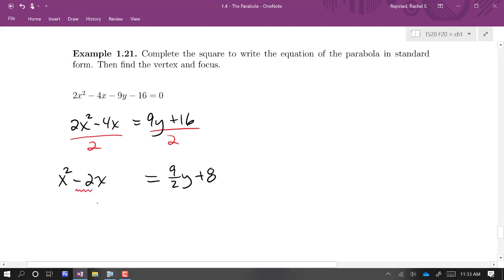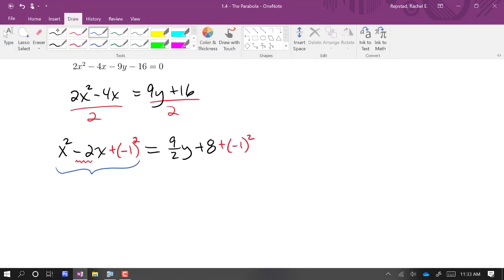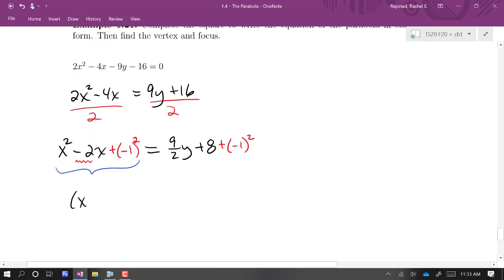Now we can complete the square on x. The coefficient on x is negative 2. Cut that in half and square it. So I'm going to add the square of negative 1 to both sides. This on the left side is now a perfect square. It is the square of (x minus 1). And over here I've got 9 halves y plus 9.